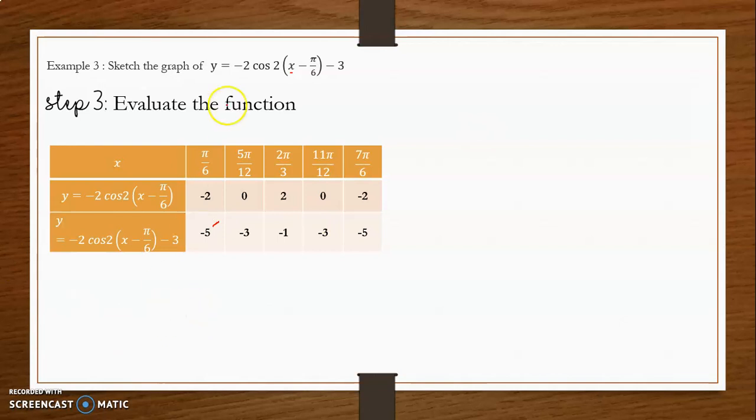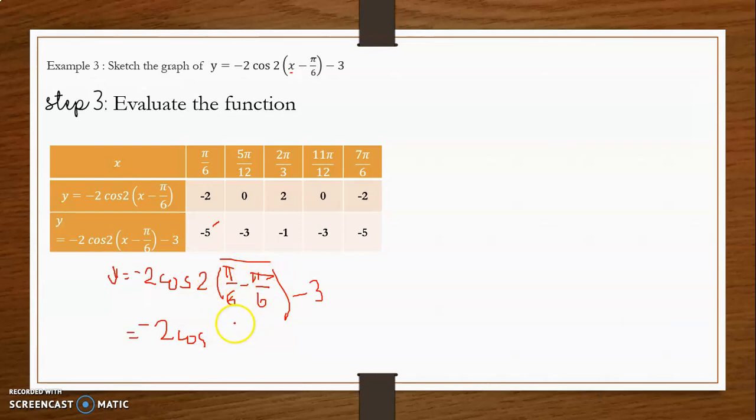Okay. I think I need to write that one. Need na ko siya i-explain. So, y is equal to negative 2 cosine. Complicated man gud siya, no? So, if this is pi over 6, minus 11 pi over 6, minus 3. So, we have negative 2 cosine. So, we will start first diring apart. So, pi over 6 minus pi over 6 is 0. So, after that, i-times nato siya sa 2. So, that will be 0. So, cosine 0 minus 3.